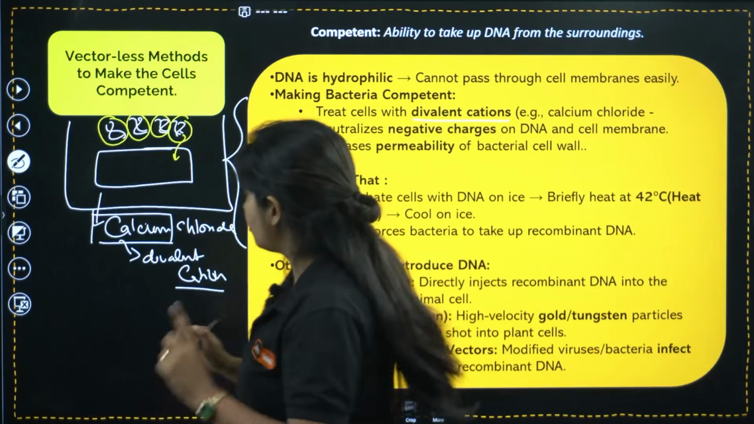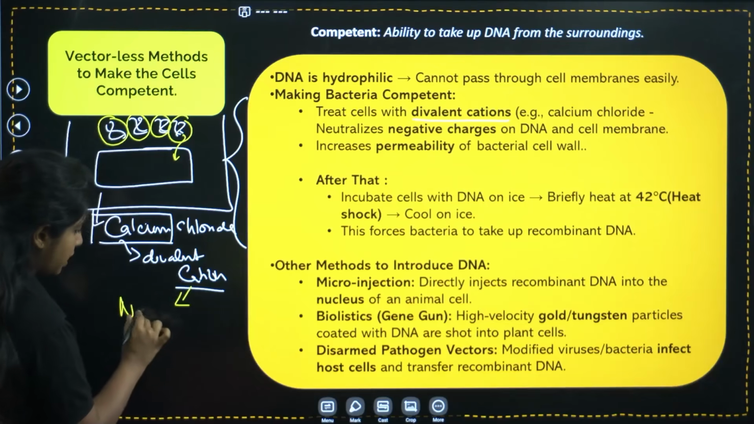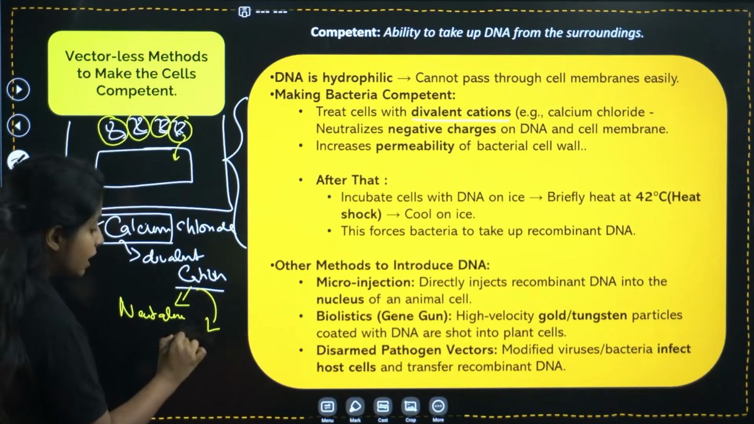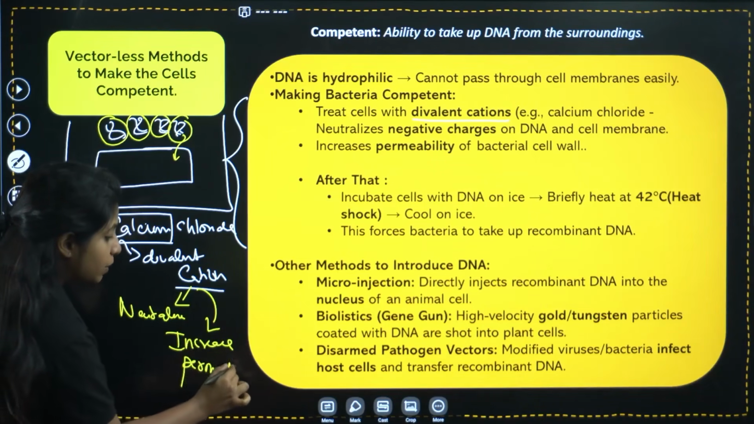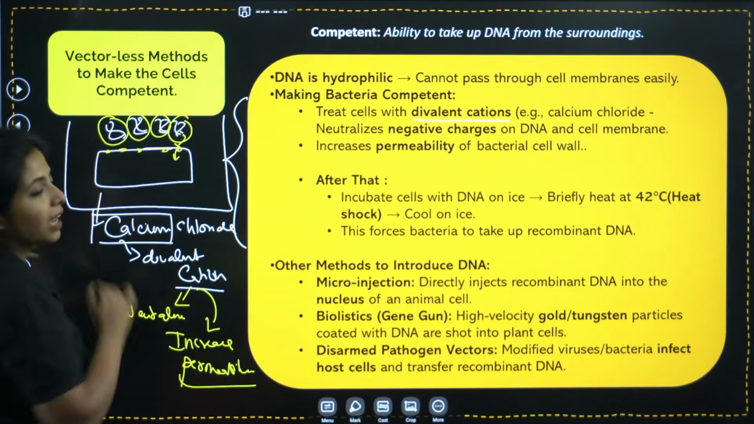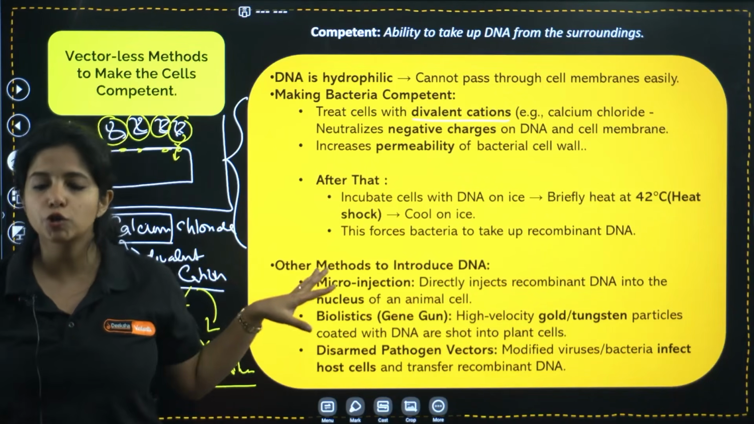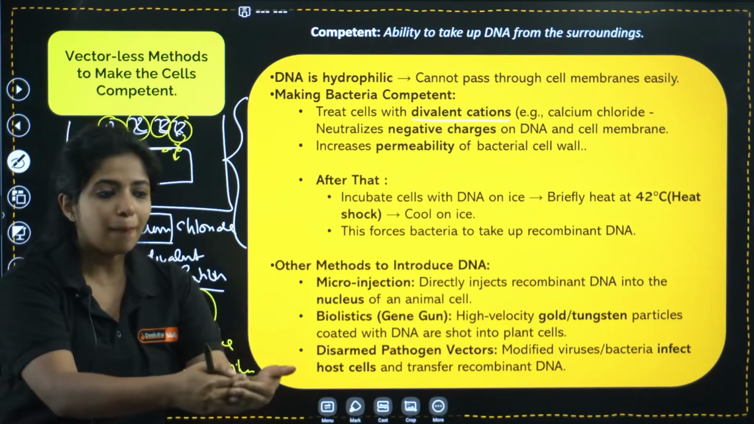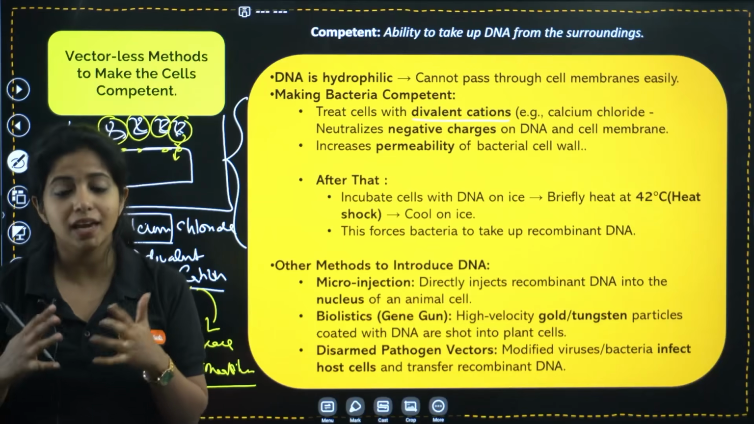Apart from that, there is one more function. Divalent cations neutralize the charge, that is definitely there. Apart from that, they increase the permeability. Permeability means the ability to take up things. There will be more spaces such that the DNA can be taken up very easily. So the first blocker was the charges, which is now neutralized, and also the permeability is increased. But obviously even after doing this, the bacterial cells will not quickly take up the DNA. For that you need something else to be done.